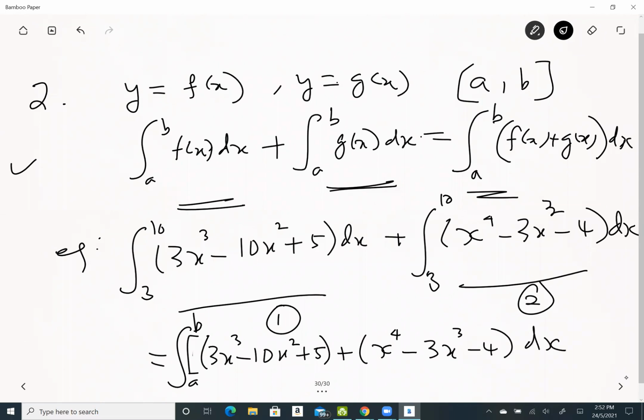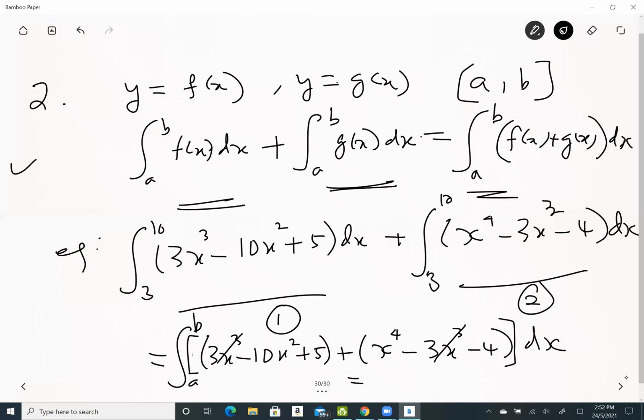If you do the addition before you integrate, then you will see that some of the terms you can simplify. For example, 3x cubed and 3x cubed cancel out. And then the constants, 5 minus 4, now you get 1 rather than 4 and 5.